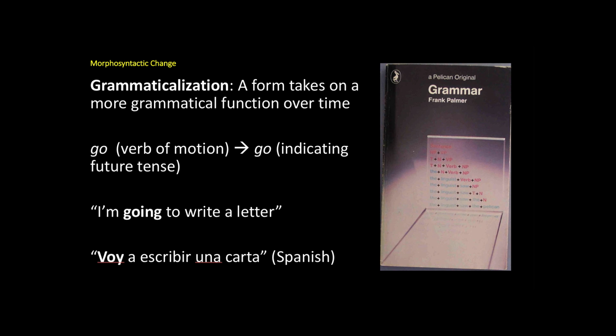In fact, these days, Romance languages, or languages derived from Latin, use this strategy all the time. So a Spanish speaker can say, "Voy a escribir una carta," with the meaning of, "I'm going to write a letter." Notice that voy has changed meaning over time as well. It's not just the first person singular present tense conjugation of the verb go in Spanish. It can be used to indicate future tense.